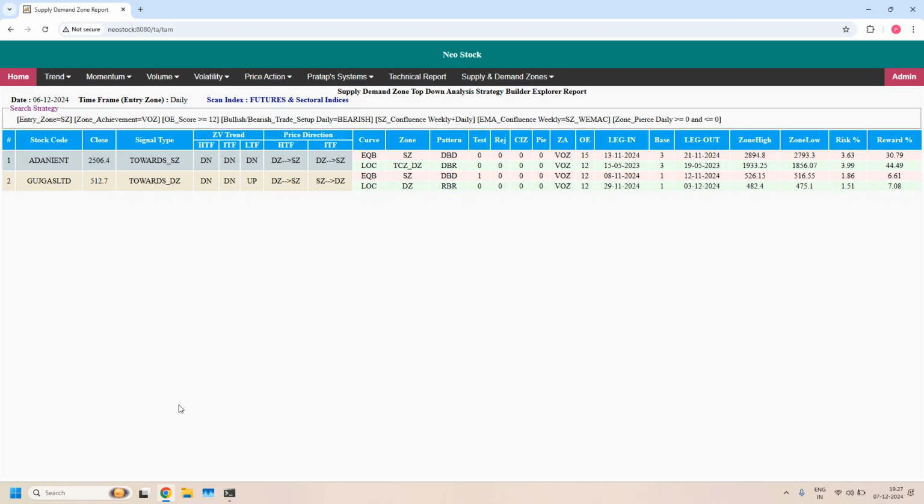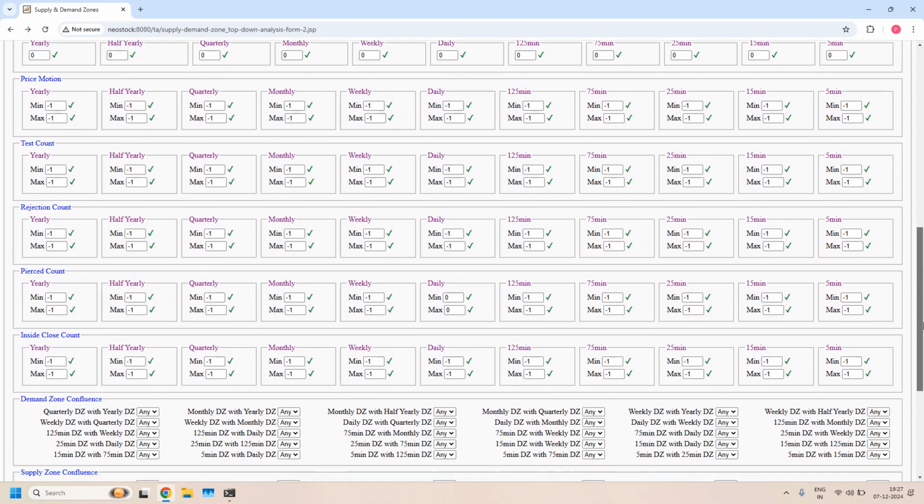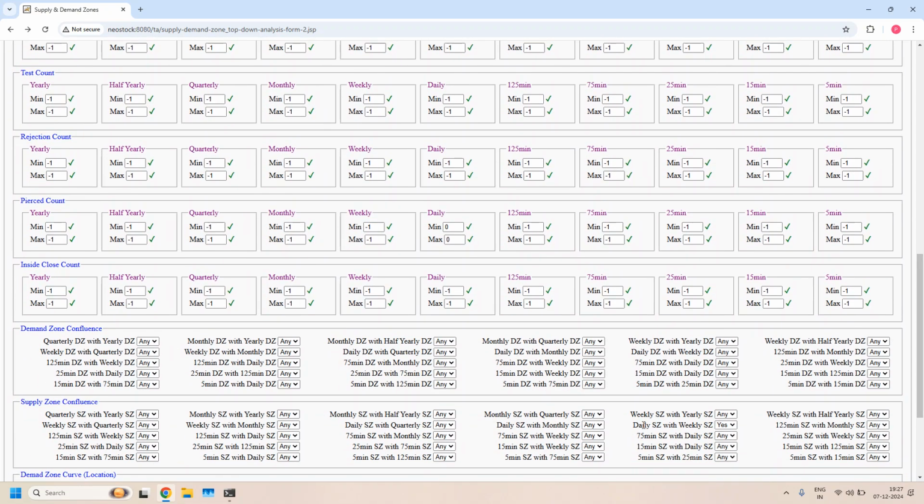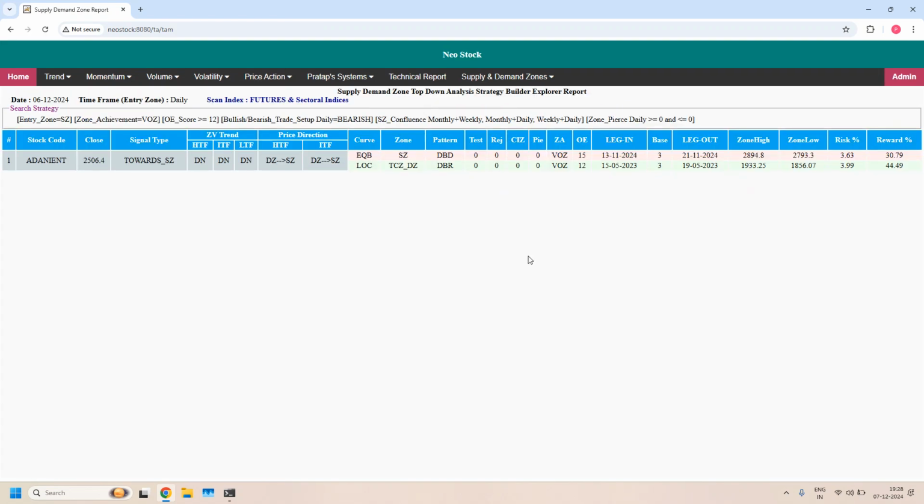Okay, next filter is about LTF, ITF and HTF supply zone confluence. I am removing this EMA filter. In the supply zone confluence, 3 filters we need to add. The first filter is already enabled, that is daily with weekly. The second filter is daily supply zone with monthly supply zone confluence. The third filter is weekly supply zone with monthly supply zone confluence. With all the 3 filters, LTF, ITF, HTF supply zone confluence, we got only one stock. If this stock is having monthly EMA confluence on the supply zone, it is even more high probability trade setup supported stock. Let's verify.